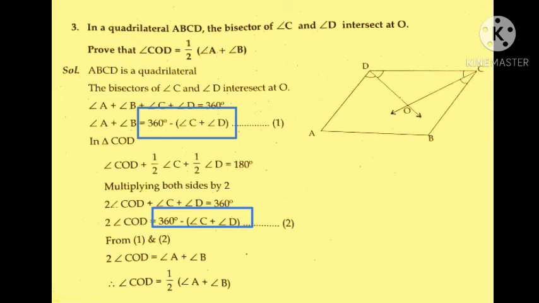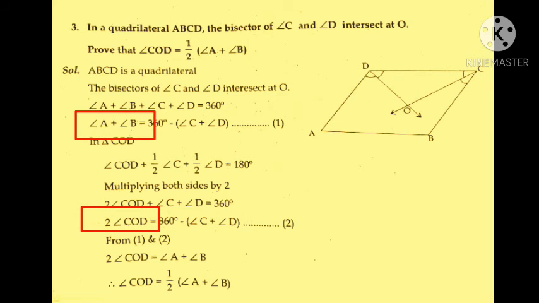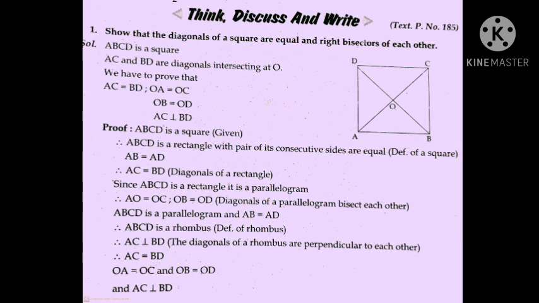From 1 and 2, right side parts are equal, so LHS also equal. That implies 2 angle COD is equal to angle A plus angle B. Next step, angle COD is equal to, transposing 2 to the right side of the equation, it becomes 1 by 2 into angle A plus angle B. Hence proved.